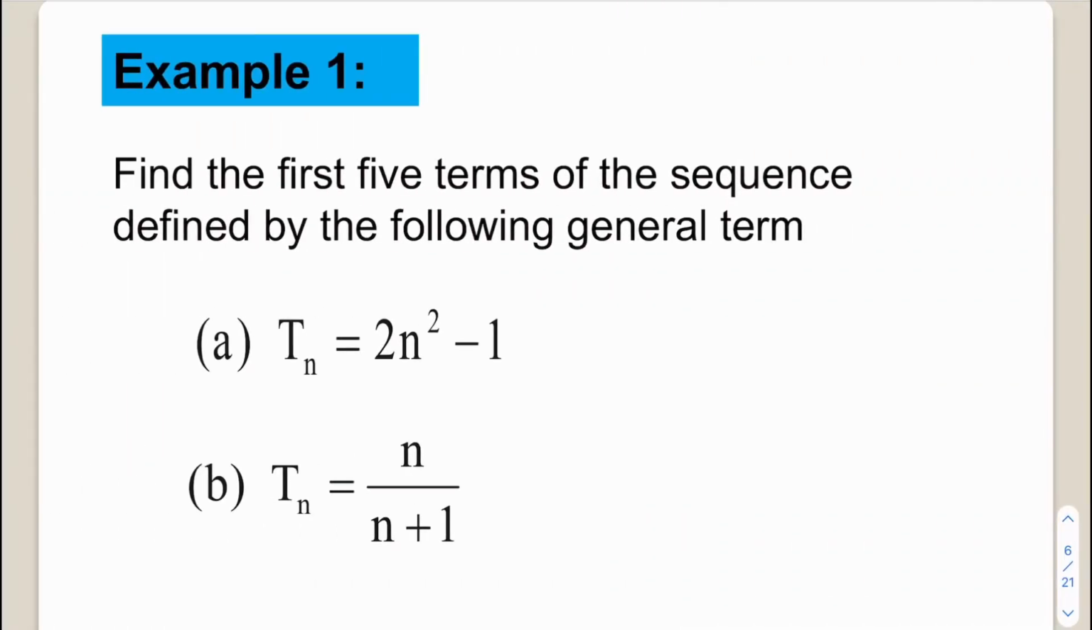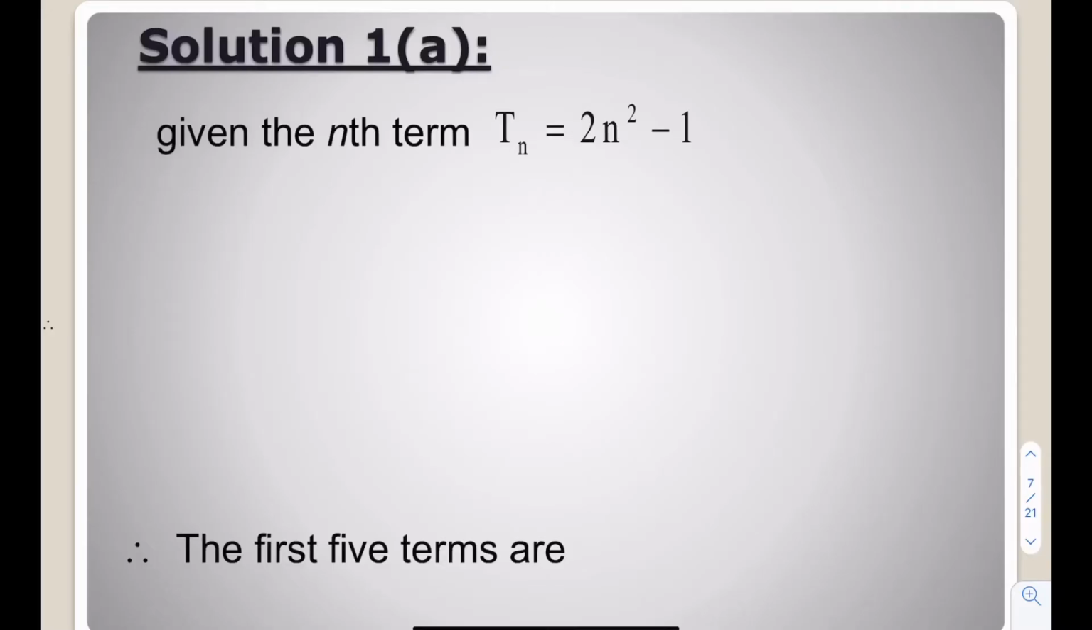Example 1. Find the first 5 terms of the sequence defined by the following general term. A, we have Tn equals to 2n squared minus 1, and B, Tn equals to n over n plus 1. For this question, you are given Tn equals to 2n squared minus 1, and you need to find the first 5 terms, meaning that you need to find T1 until T5.